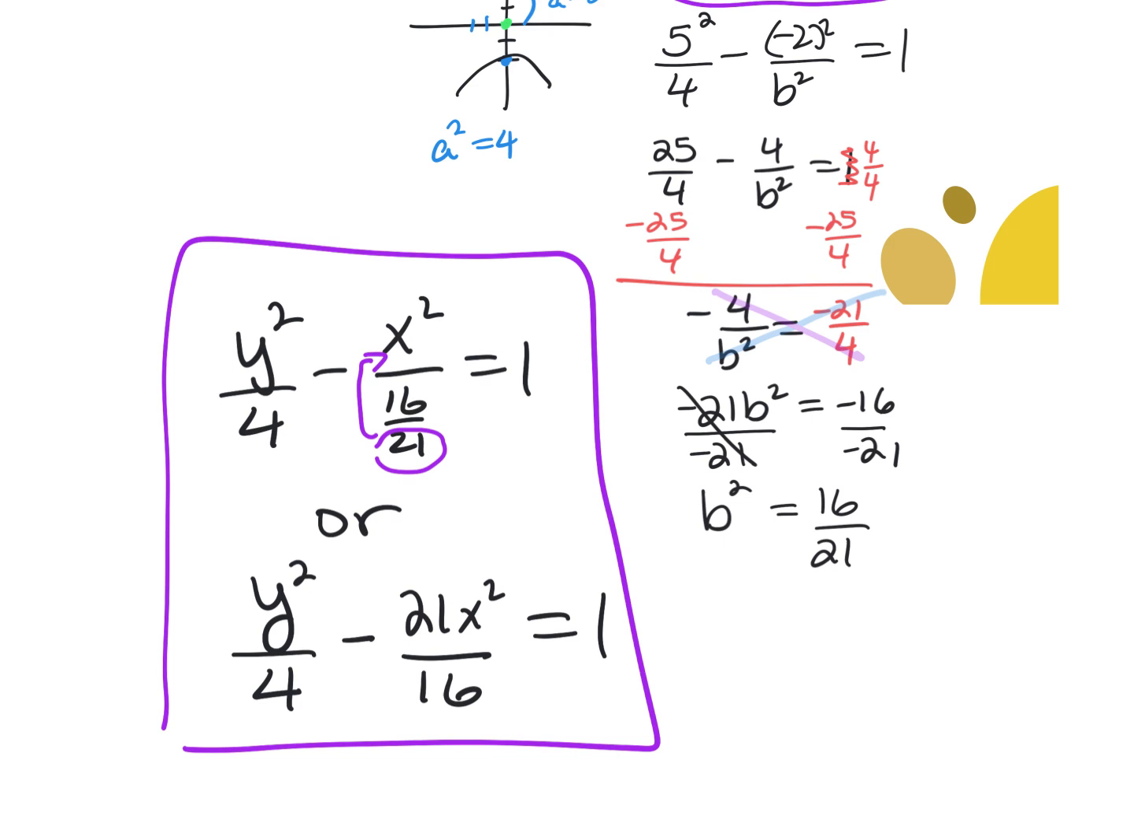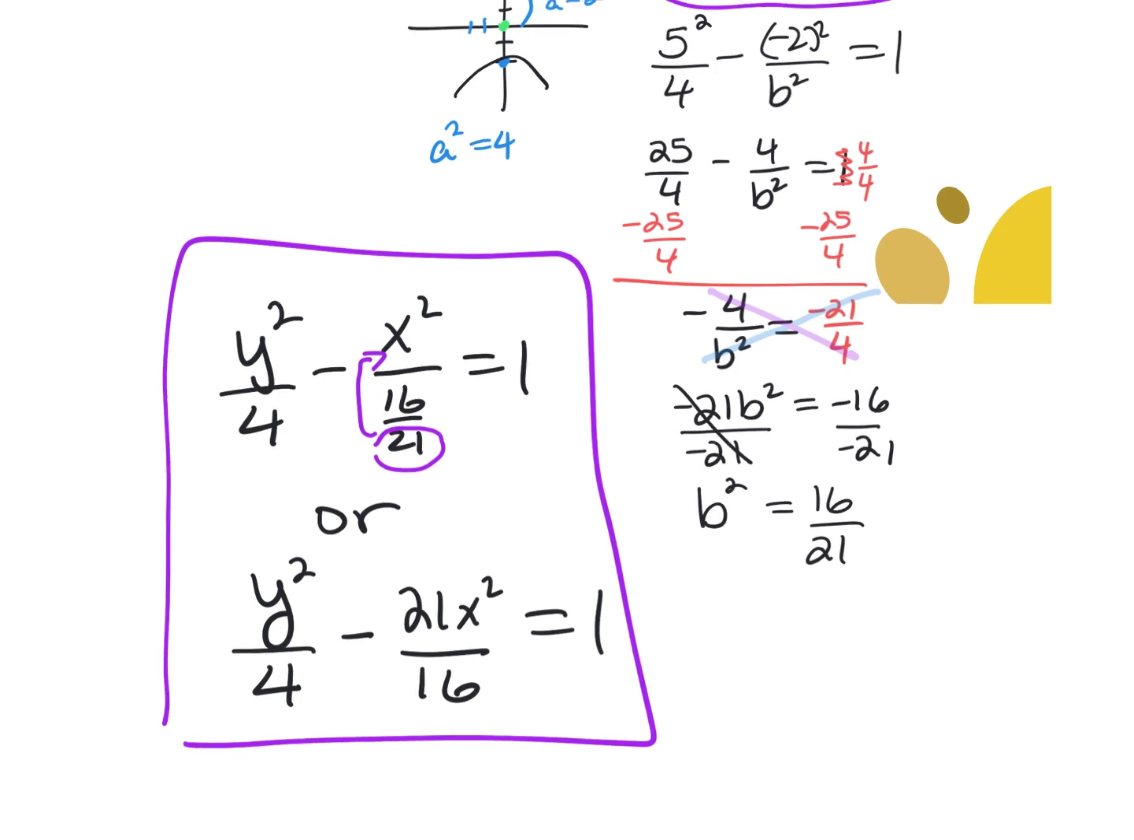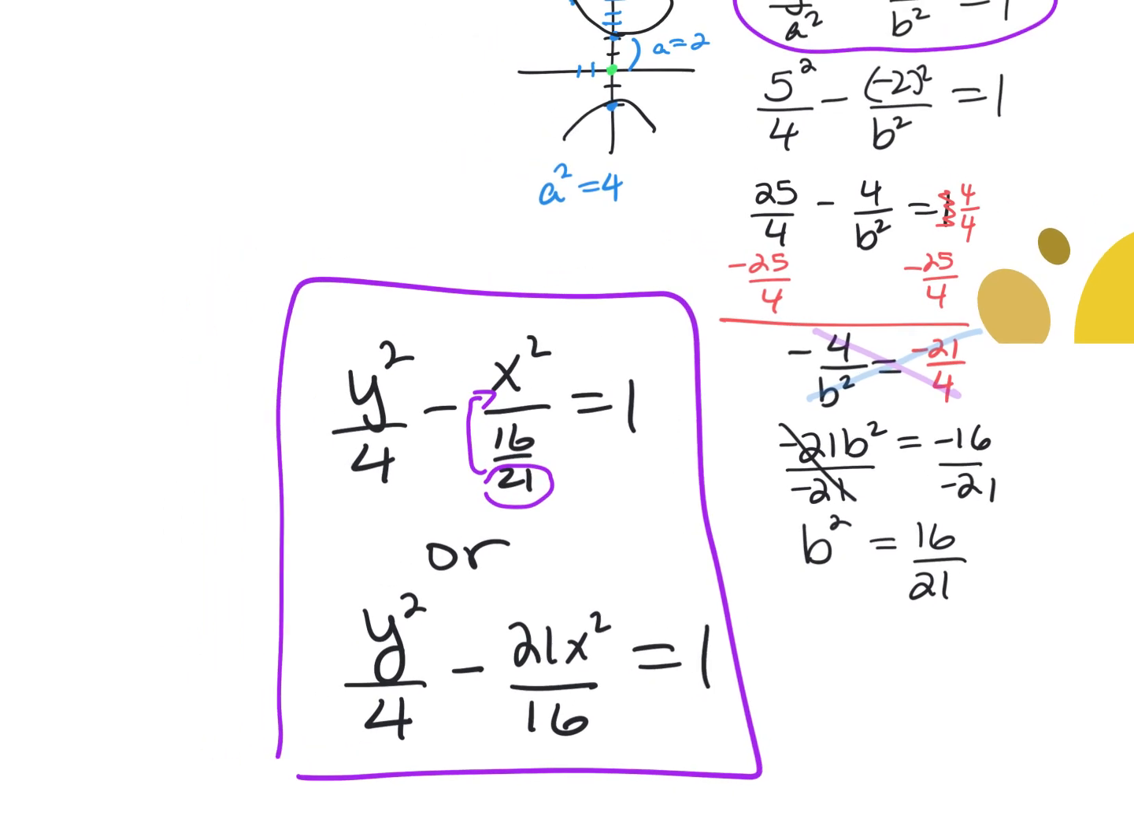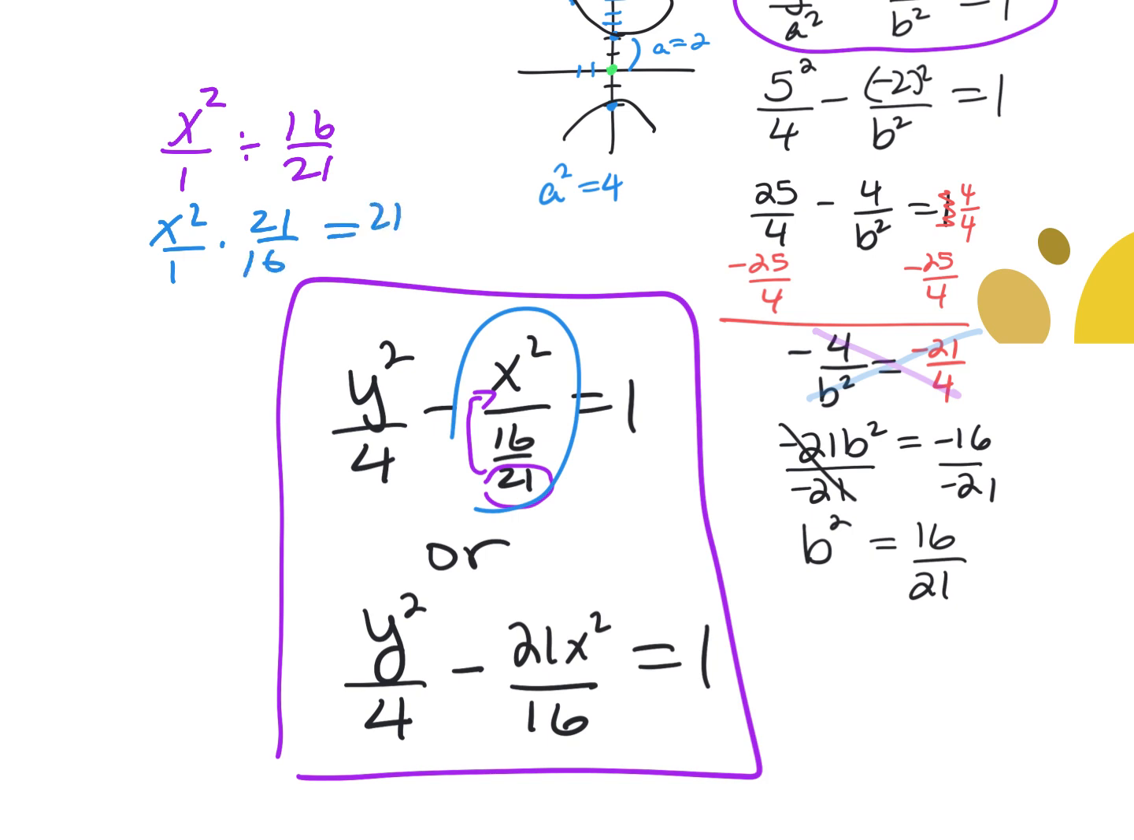Essentially what we're doing to move the 21 to the top is we're dividing x squared by 16 over 21, and you do a keep-flip-change. You don't need to do that, just know that you take the denominator and move it to the top. Essentially what we've done is divided this fraction and then done a keep-flip-change. Flip it, and that's how it turns into 21x squared over 16, which is what I wrote for that equation.